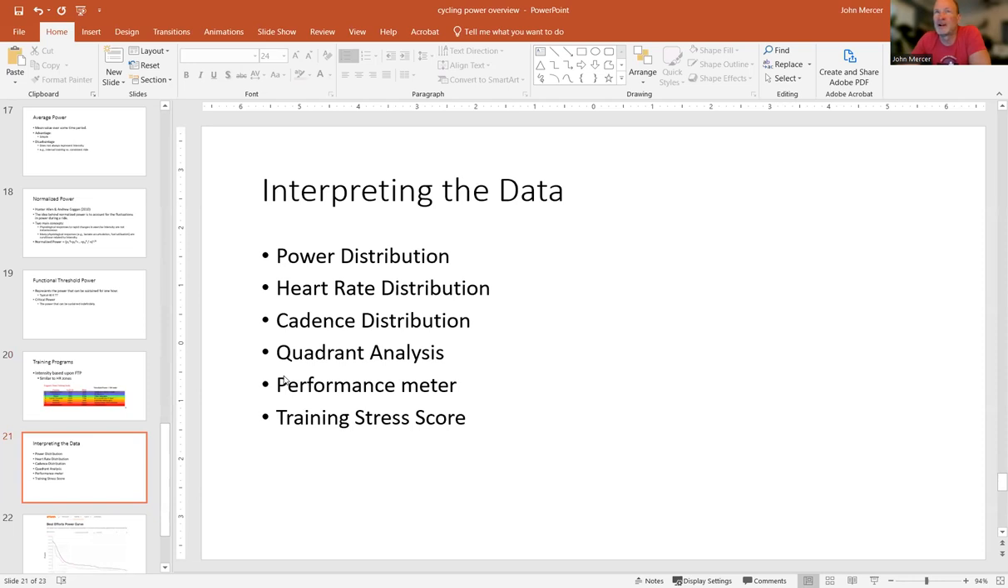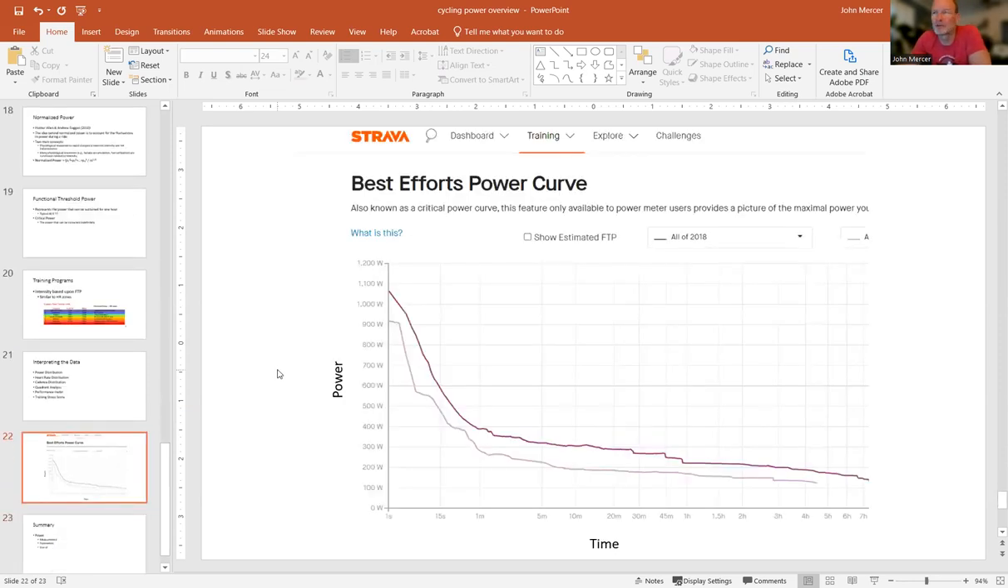Okay, now interpreting the data. This is where power meters become really valuable, is you can start doing all sorts of analyses to understand how your training is going, ultimately to try to make sure that you're having an effective training program to get to race day. I'm just going to go through, I think I've got one here. Yep, I've got this one here.